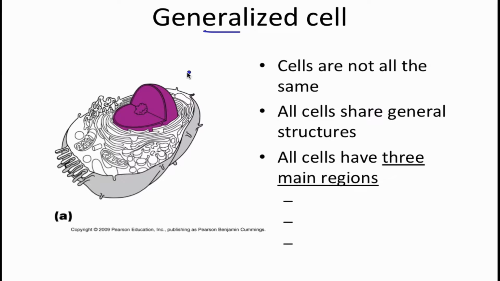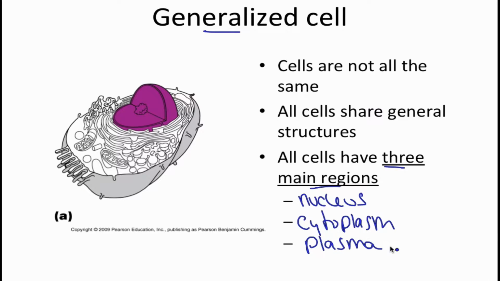Okay, the generalized cell. So a generalized cell means that most cells are going to have these three regions. The first are going to be the nucleus, the cytoplasm, and a plasma membrane. Or instead of plasma membrane, you could say cell membrane. But basically, we know that cells are not all the same. They don't all look like this generalized cell structure. And all cells have some characteristics that are similar. They have some general structures or general characteristics.